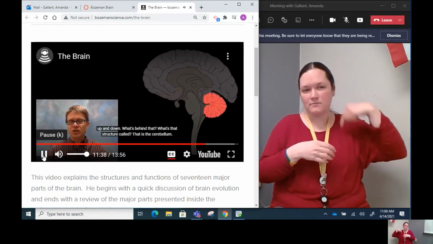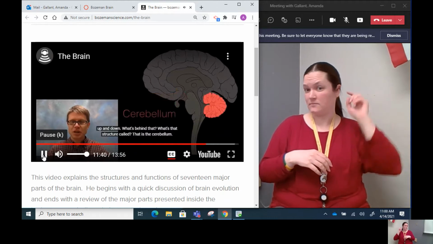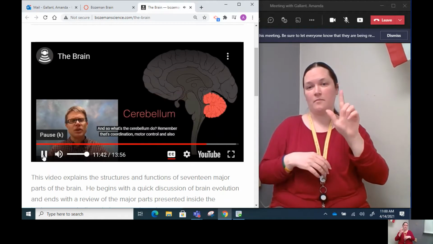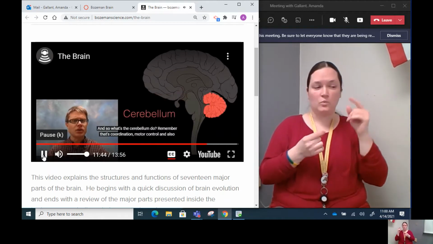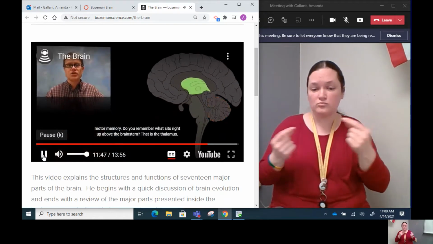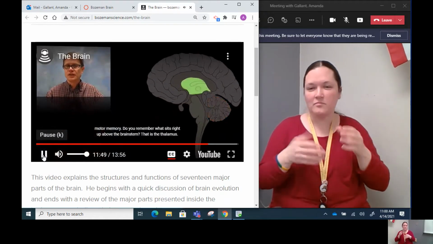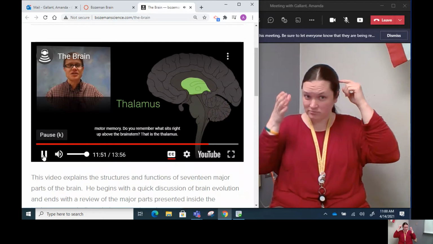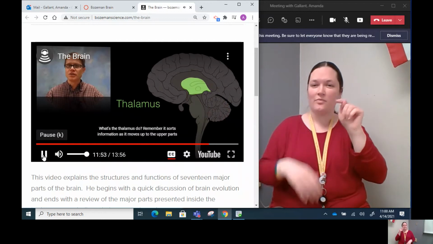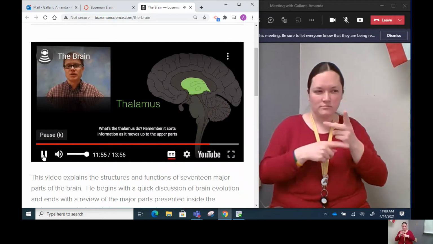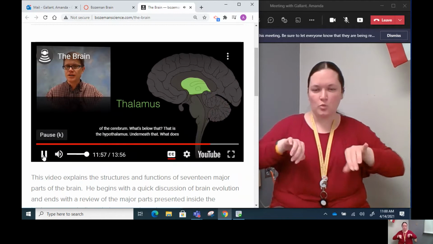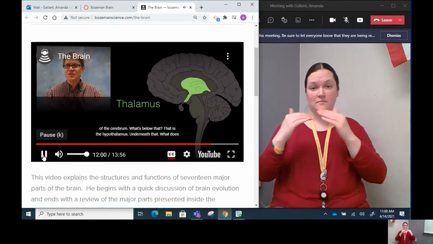What's behind that? What's that structure called? That is the cerebellum. And so what's the cerebellum do? Remember, that's coordination, motor control, and also motor memory. Do you remember what sits right up above the brain stem? That is the thalamus. What's the thalamus do? Remember, it sorts information as it moves up to the upper parts of the cerebrum. What's below that? That is the hypothalamus.